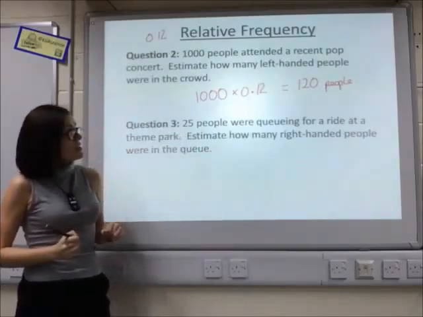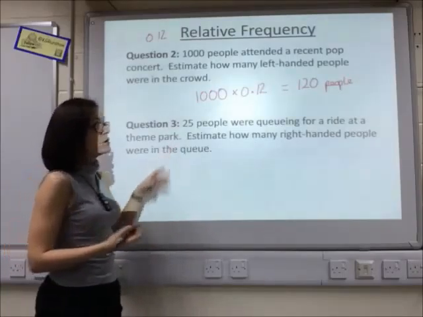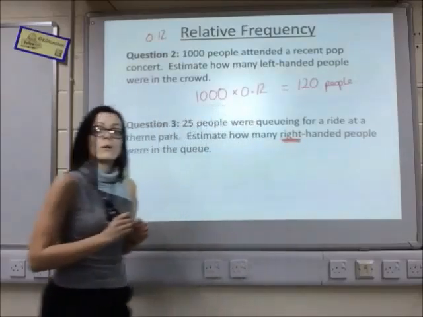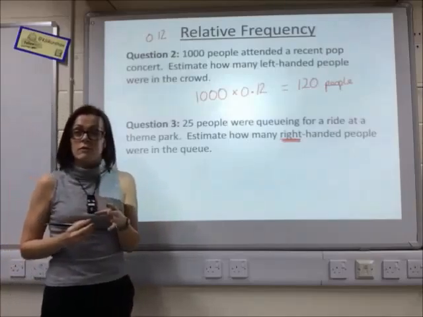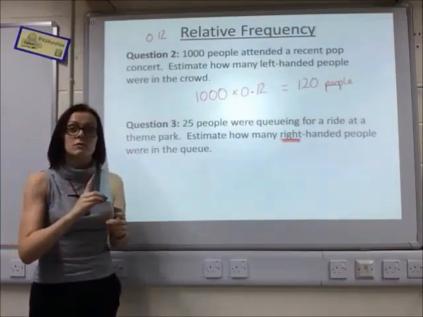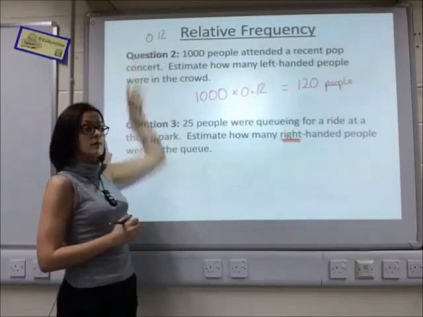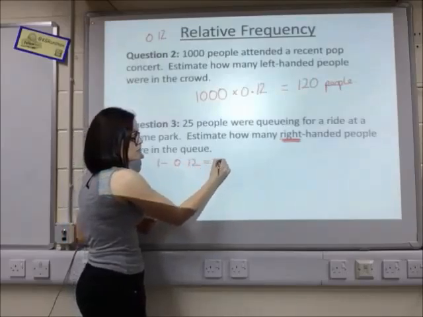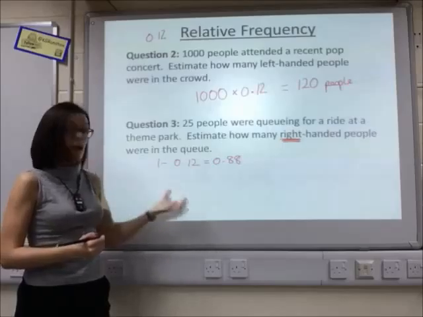Okay, question 3, we've got 25 people queuing for a ride at a theme park this time, and we want to know, importantly, how many right-handed people we would expect to be there. We'd estimate that. So remember the important fact that probabilities always add up to one whole one. And so if 0.12 is the chance that someone's left-handed, then 1 take away 0.12, 0.88 is the probability that they are going to be right-handed.